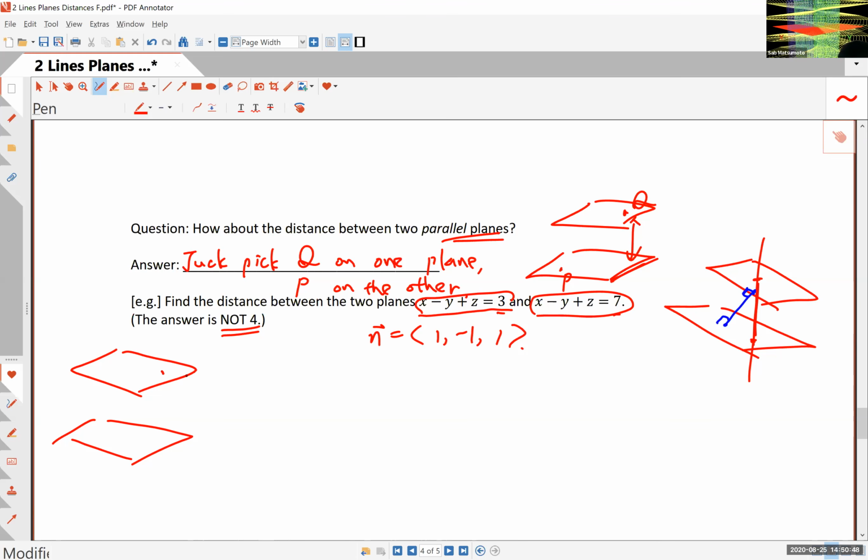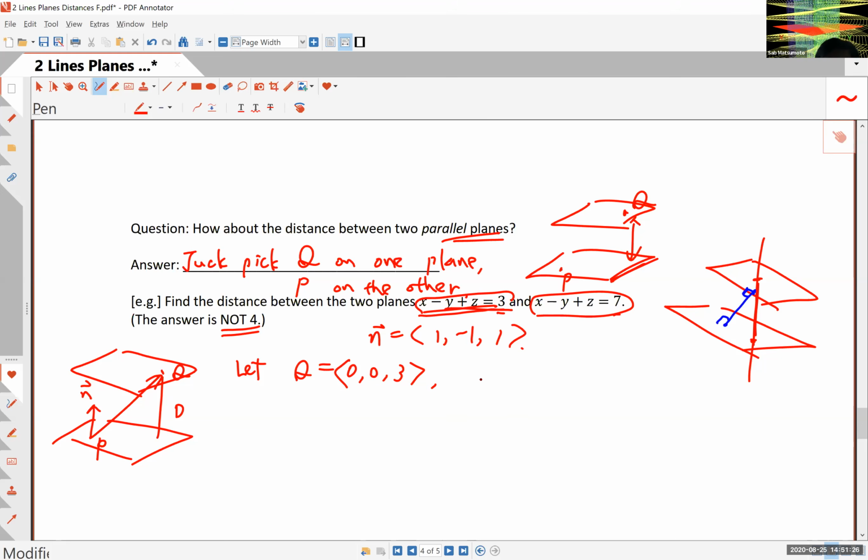So here's my point Q. Let's pick the point P, and you have this n. What I'm looking for is this distance D. I can find the equation PQ, except I haven't got the points P or Q yet. So let's pick a point. Let Q be a point on the first equation. What would be a good point? How about 0, 0, 3? Now you can use 3, 0, 0, or 0, negative 3, 0, but 0, 0, 3 is a pretty easy thing to do.